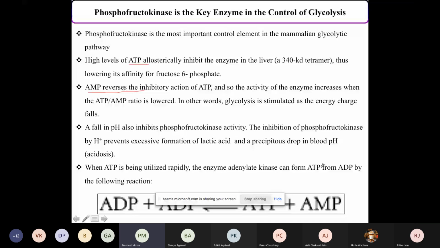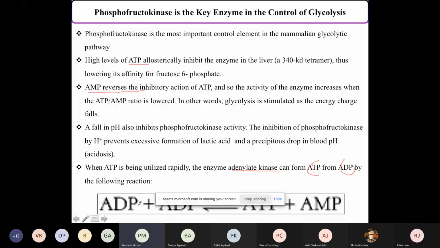Now, in some cases, what happens if you are requiring ATP quickly? ATP is being rapidly utilized, and under those conditions there is an enzyme called adenylate kinase. This enzyme takes two molecules of ADP, and the phosphoryl group is transferred from one ADP to another ADP, and you synthesize ATP and AMP. So this way, whatever energy charge is present is made available in a utilizable form.